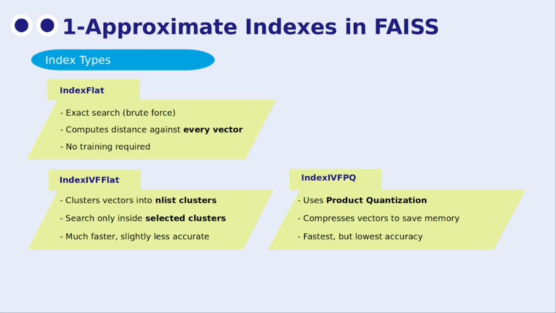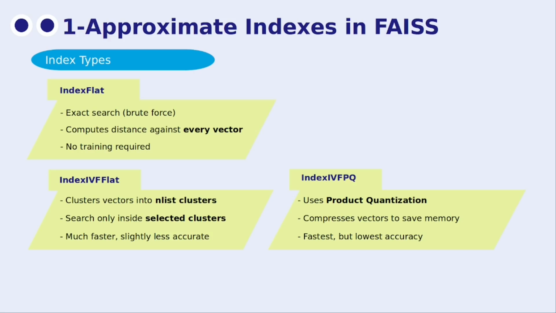Next, IndexIVFFlat. Now we move to something smarter. IVF flat means inverted file index. The idea is clustering. FAISS first groups vectors into clusters. When you search, FAISS searches only inside a few clusters. This is much faster. Accuracy is slightly lower, but the performance is much better.